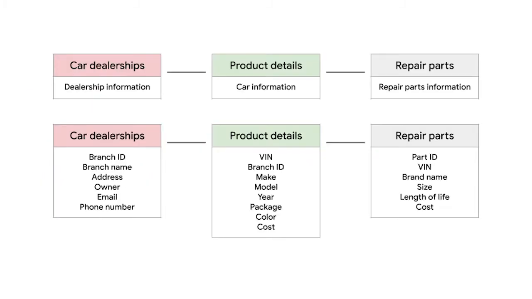So in our example, the VIN is the foreign key in the repair parts table. As you can see, a table can only have one primary key, but it can have multiple foreign keys. Relational databases are great for keeping data consistent, no matter where it's accessed.